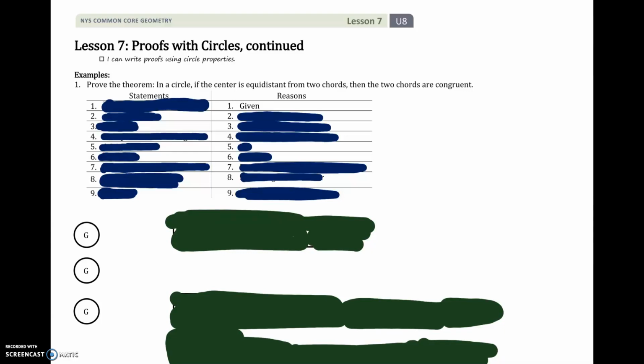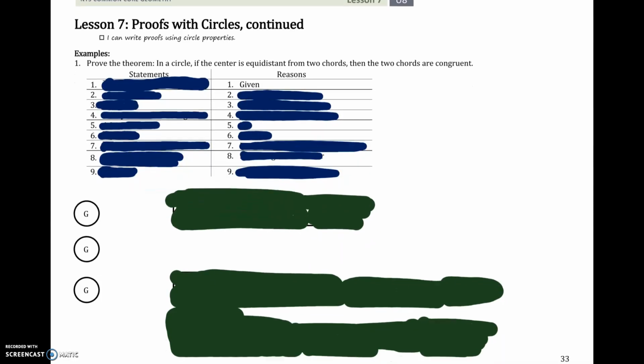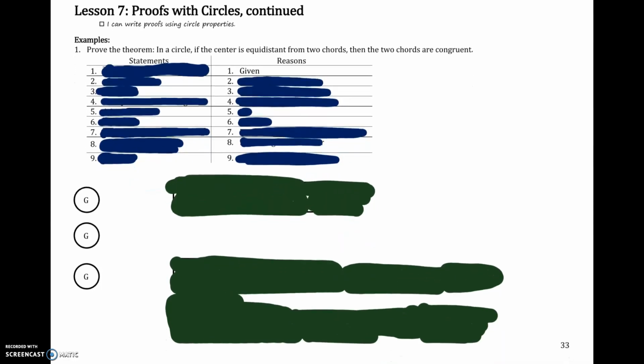We're going to talk more about proofs that use circles. So our first example here doesn't have a picture, and it's not very clear even what the givens are. There's no letters, so we do need to draw a picture for ourselves. So we're going to start by drawing a circle, and we're going to give it a center point. I'm going to call it point O.